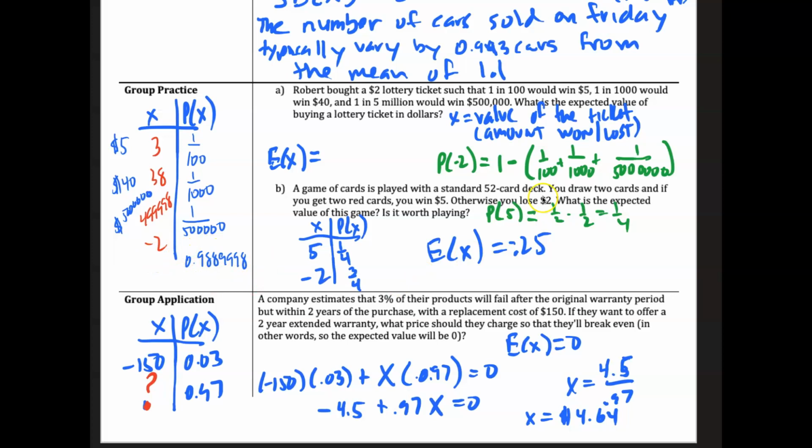Now this number, again, I needed a calculator to calculate it. You can see with the variable x, the value of the ticket or the amount won or lost, you see the probability of that. You have to do 1 minus, so we're using the complement of the chances you're going to win. So I added all that up and 1 minus that, and you get 0.9889998.